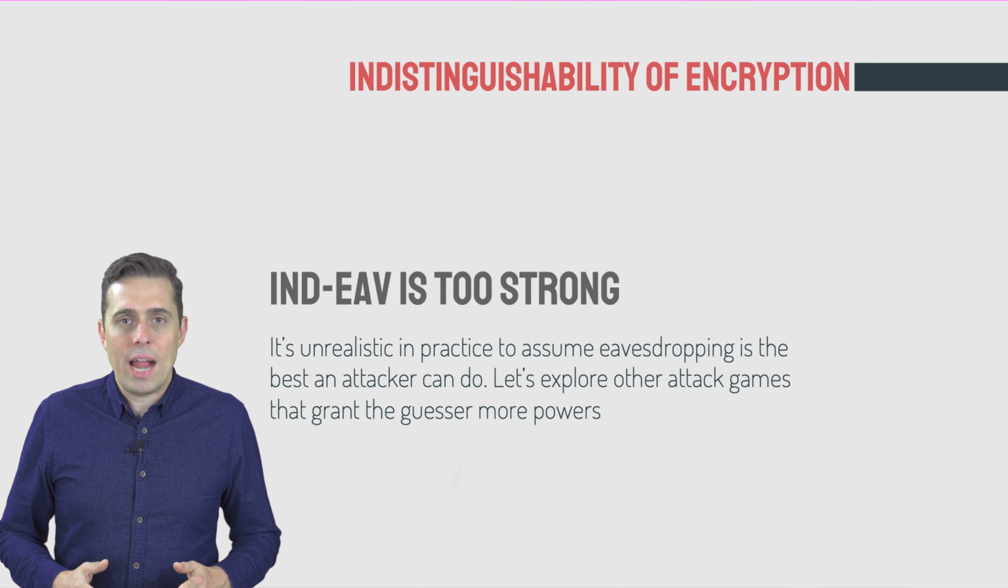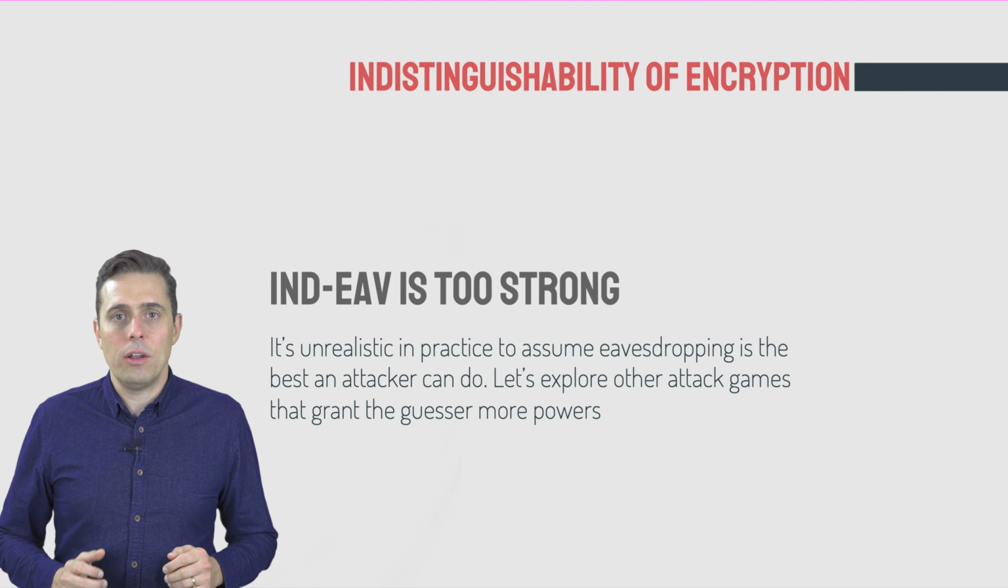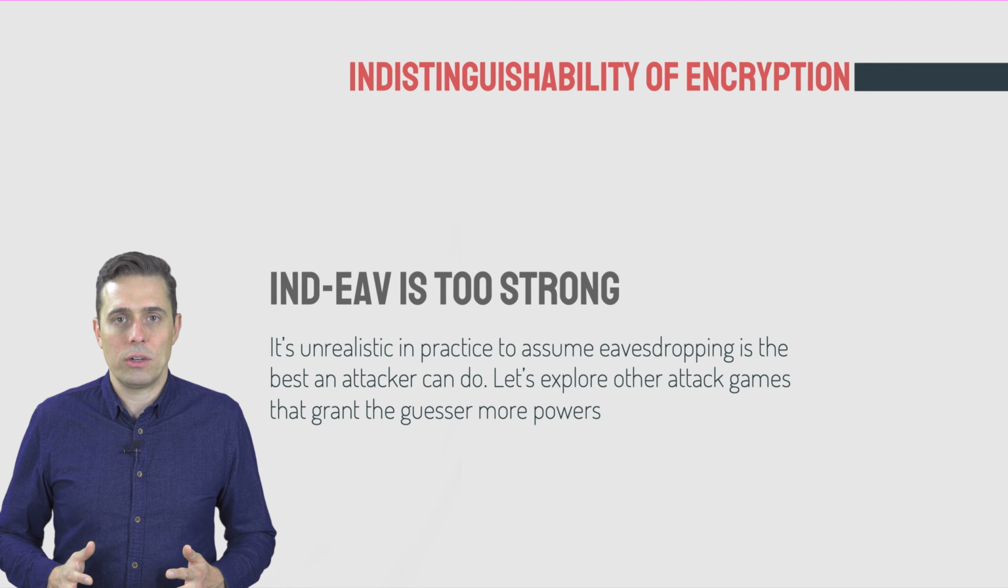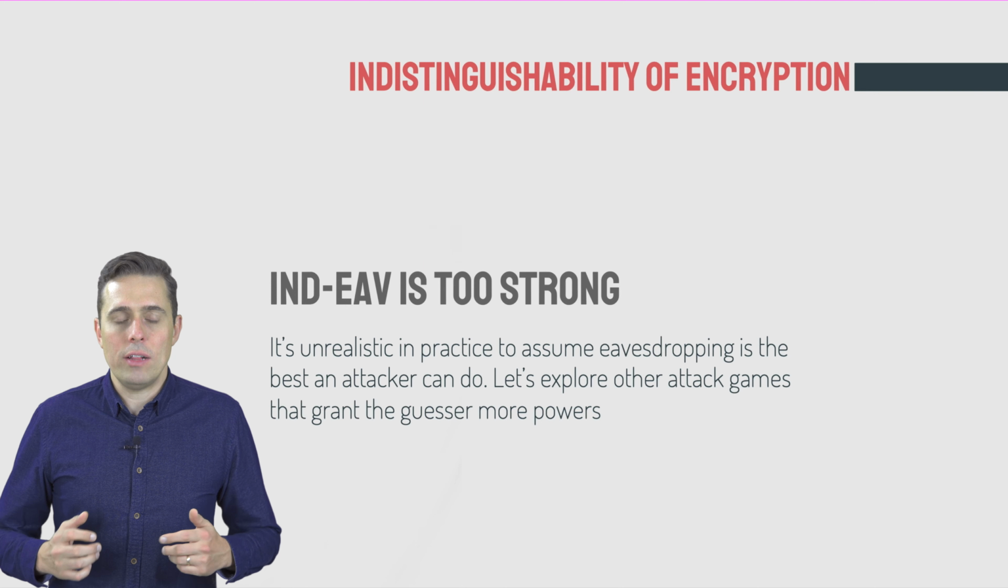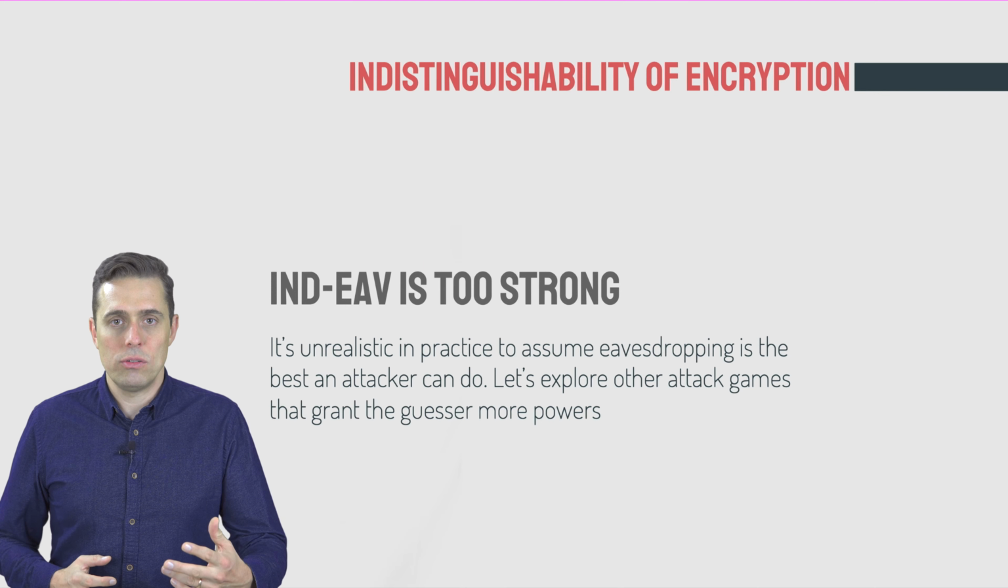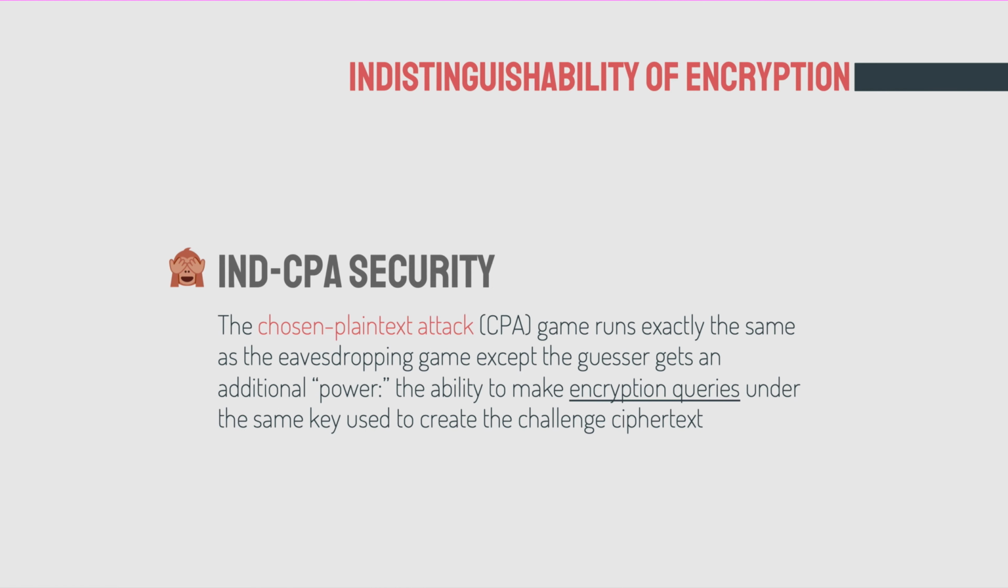However, it turns out in practice that indistinguishability under eavesdropping is too strong a security notion. It's unreasonable in practice to assume that eavesdropping is the best an attacker can do. What if we look at some other models that grant the attacker additional powers? One such power is called the chosen-plaintext attack.